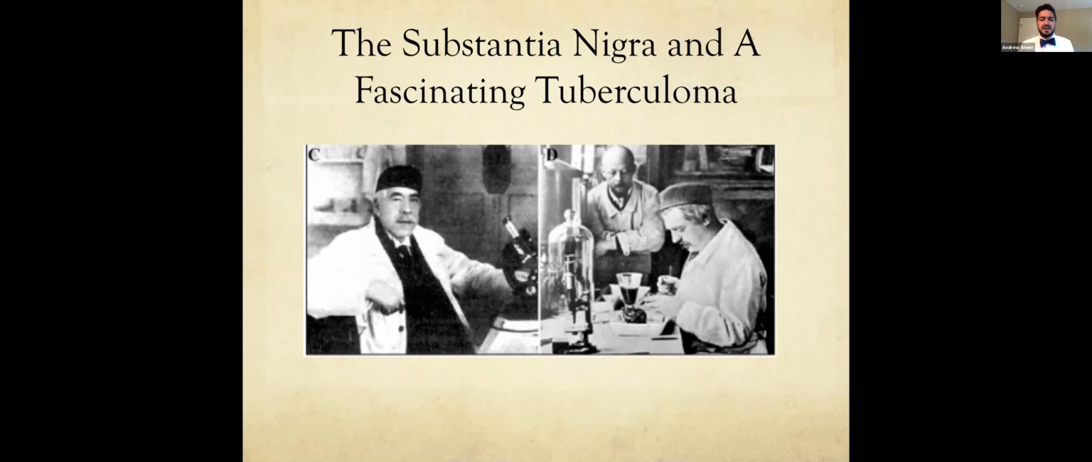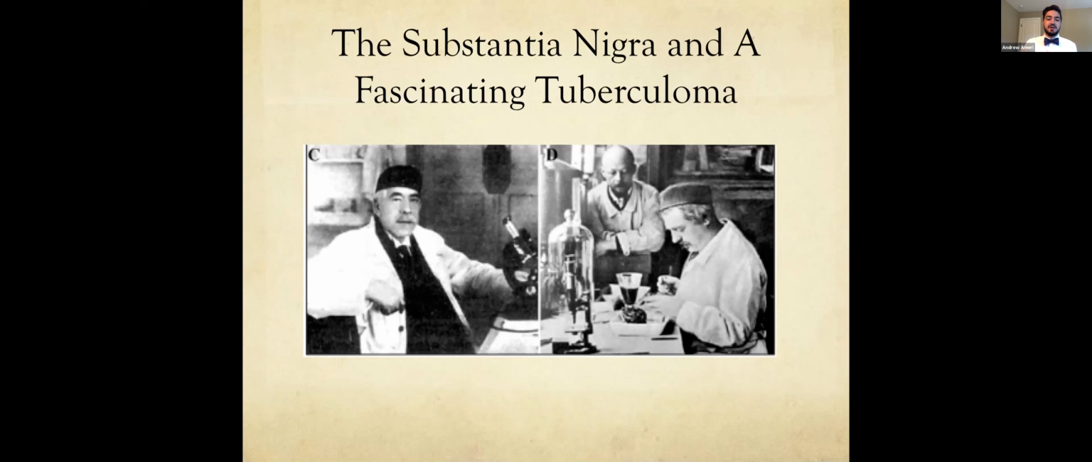This finding caught the interest of Dr. Edouard Brissaud, who's pictured with Marinesco on the right. Dr. Brissaud, based on the observations of Dr. Marinesco, postulated that the substantia nigra was involved in control of muscle tone and that a lesion to this area caused Parkinson's disease. And in 1899, he officially stated that he thought that Parkinson's disease was caused by damage to the substantia nigra. Unfortunately, most people paid little attention to this and concentrated on the striatum and its output pathways.